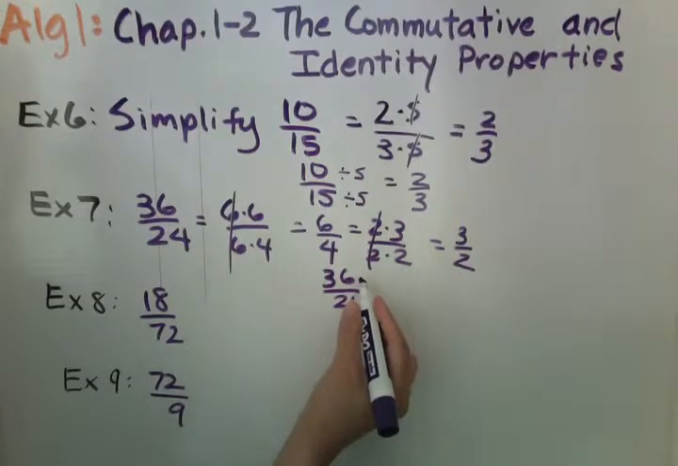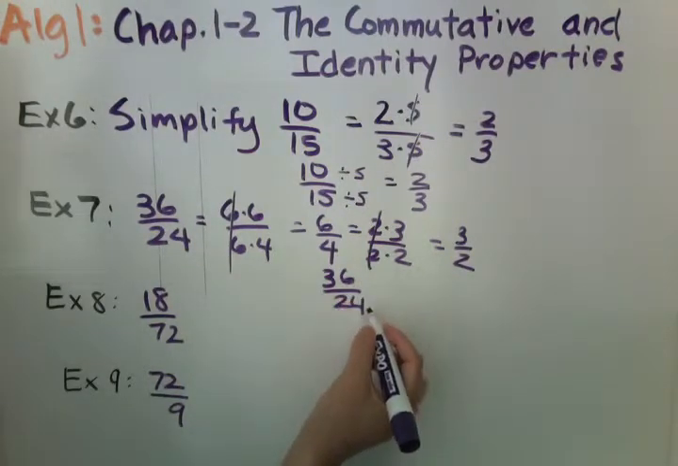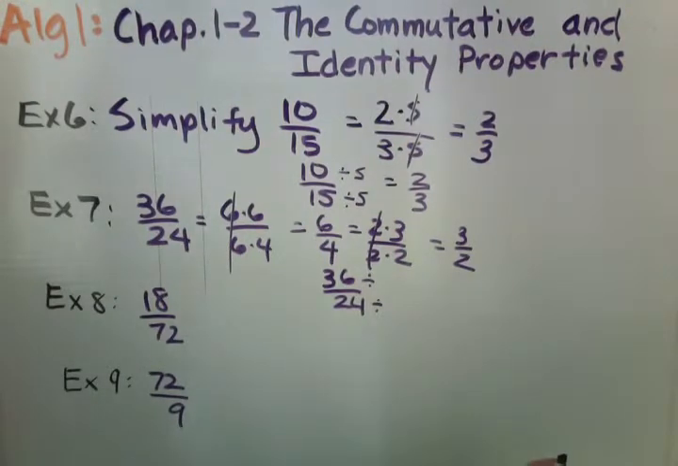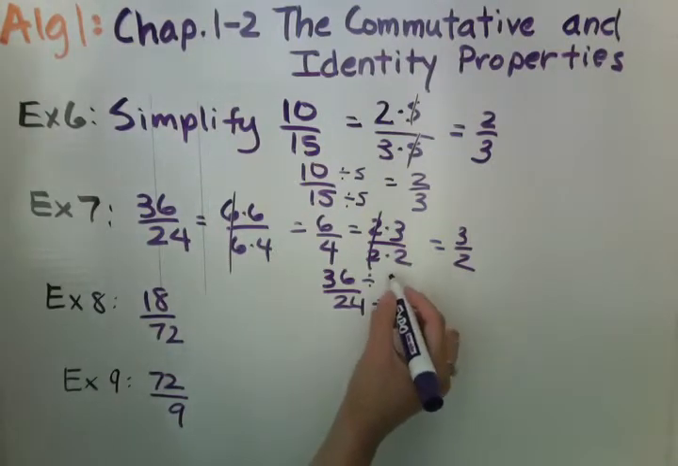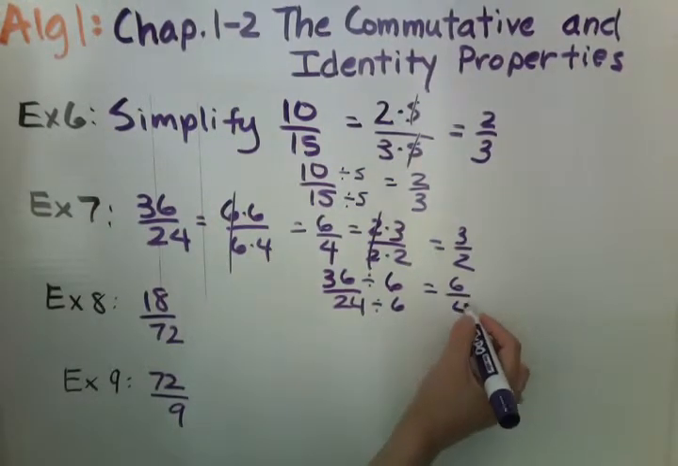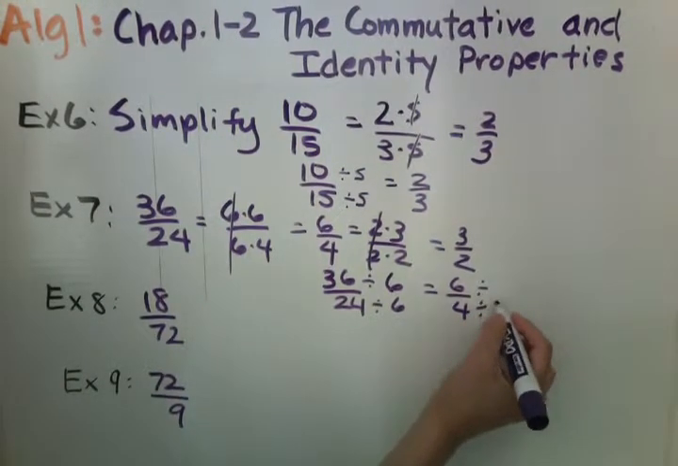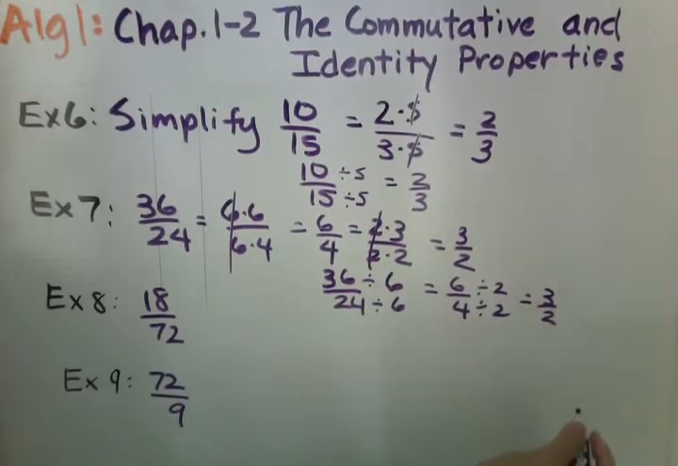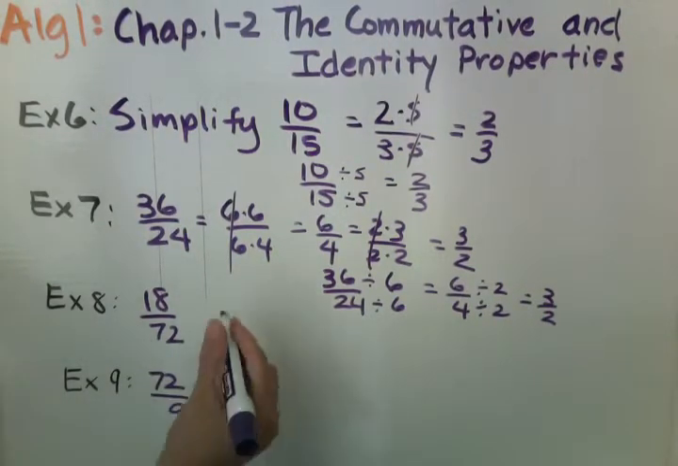What number can you divide to the numerator and the denominator to create an equivalent fraction that is reduced? Okay. You can divide top and bottom by 6, so you're left with 6/4. Divide top and bottom by 2, and you're left with 3/2. So whichever method is easier for yourself. Now I'm going to use this method for these two.